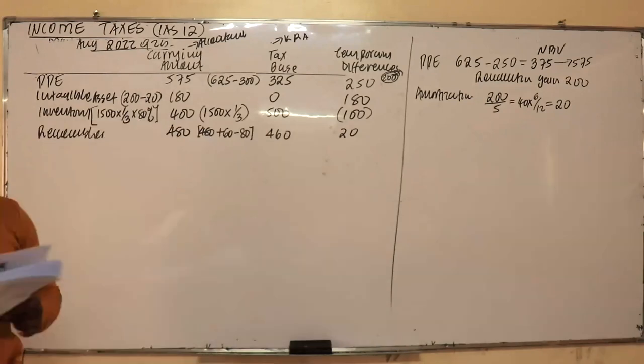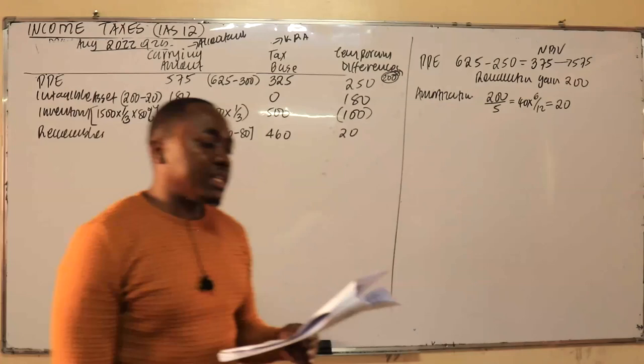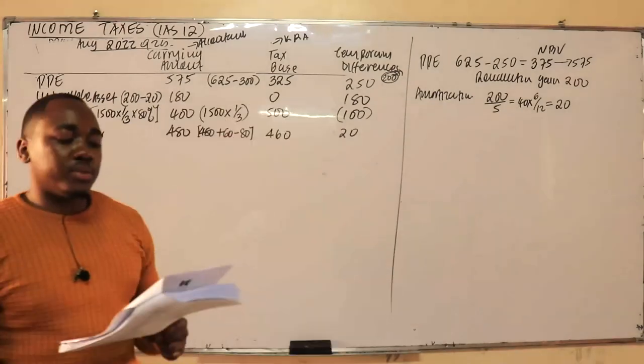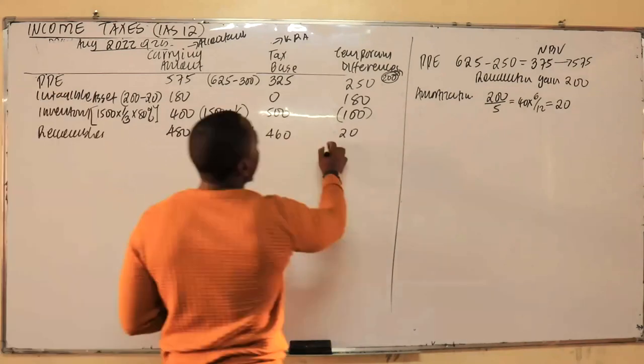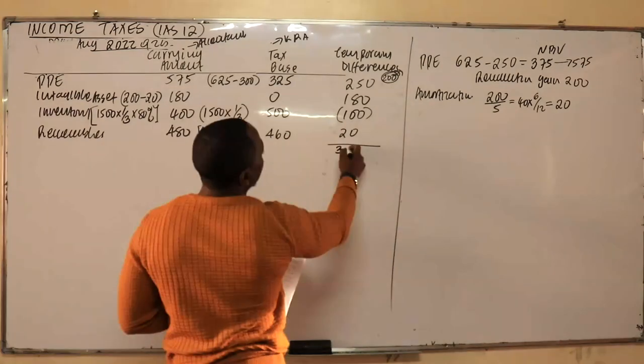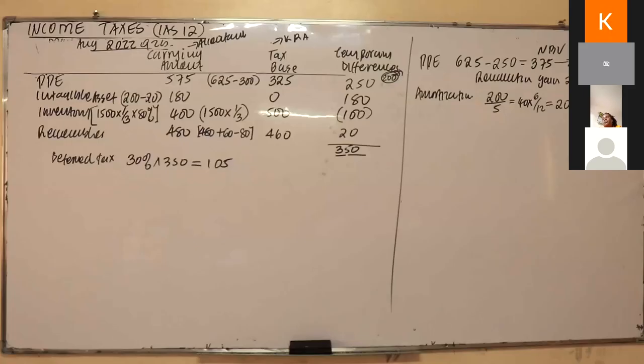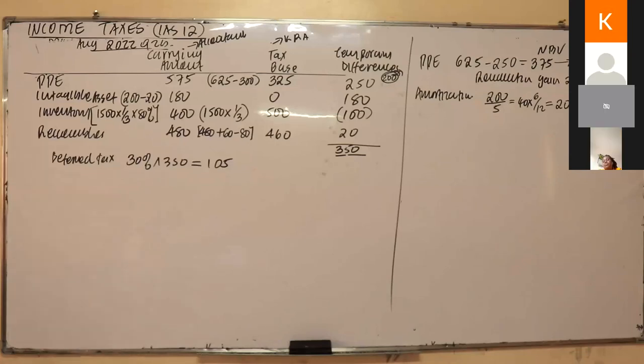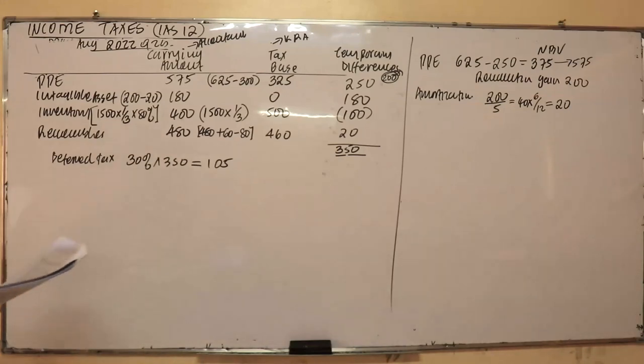Number five, the balance of the deferred tax liability of T Group as at 1st of May 2021 was 25. The income tax rate applicable to T for the year ended April 2022 was that. Give me the total. You get? Required 3: compute the relevant temporary differences as at April 2022. We've done that.